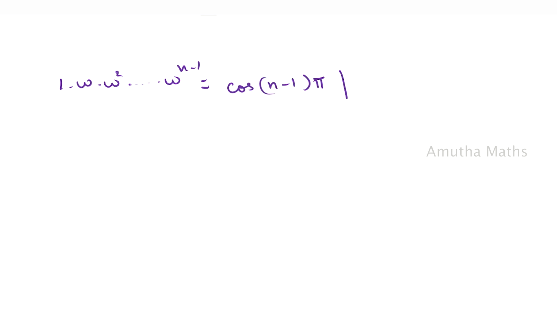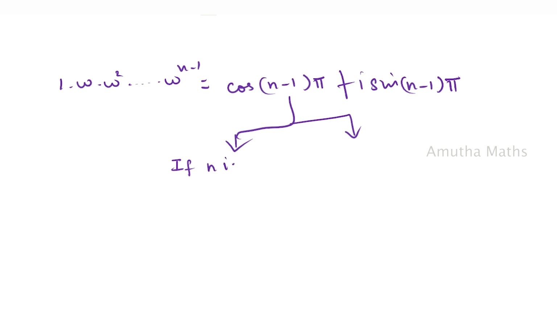Okay. So what do you have? 1 into omega square etc. Omega power n minus 1 is equal to cos n minus 1 into pi plus I sin n minus 1 into pi. Okay. So we have two values. Suppose if n is odd. If n is odd. Okay. Here if n is even.